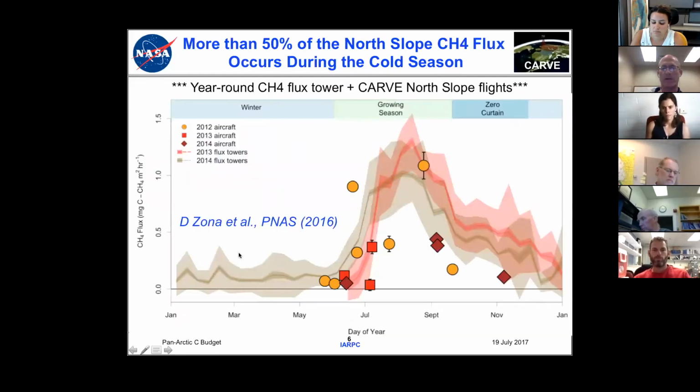when the temperatures are around 0. This is a comparison from Dona's paper where the lines and the shading give you the mean and the relative ranges of the fluxes from a set of towers on the North Slope. The individual symbols here show days where we flew the CARVE plane over the North Slope and were able to make estimates of the fluxes.